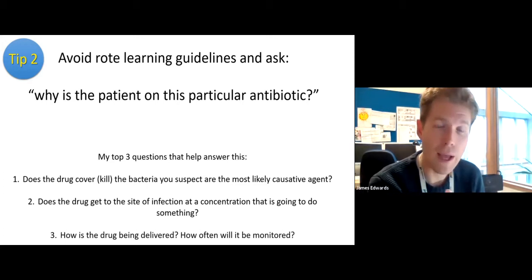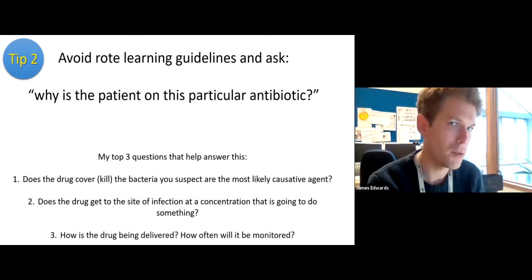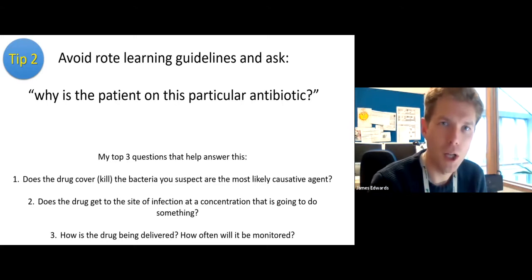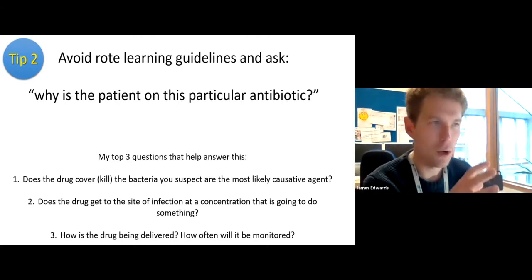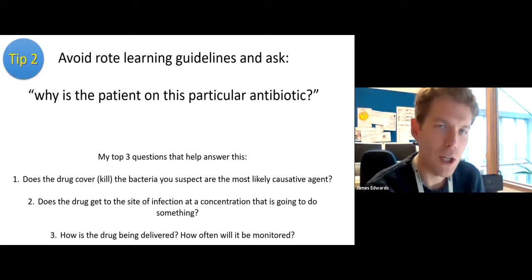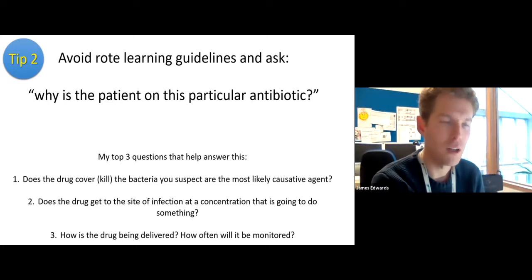Lastly, think about how a drug is delivered. Is that person being prescribed a drug orally? Are they being prescribed intramuscularly, intravenously? How often will it be monitored? How often do they need to take that drug? All of these things help to inform the guidelines that you're learning about. When you're asked about this in clinic, refer back to these 3 questions. Nearly always the answer about why a patient is on a particular drug ultimately boils down to these 3 questions.